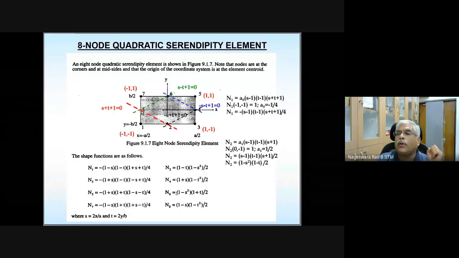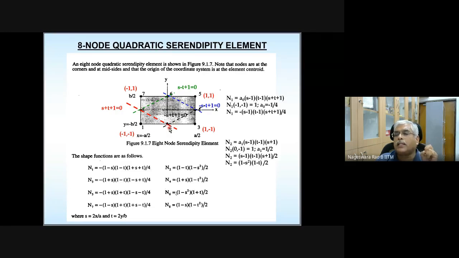Assuming there is no node 8. So if I include this term, the equation of this line, which is S minus 1 is equal to 0, T minus 1 is equal to 0, it's going to be 0 along this edge, along this edge. And there is no node 8 here. There is no node 8.